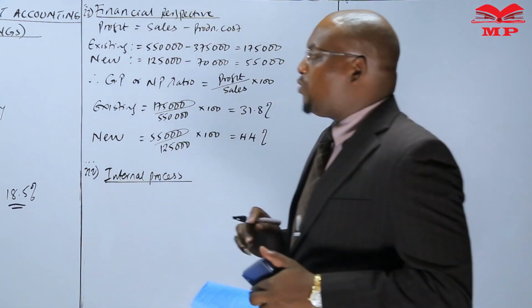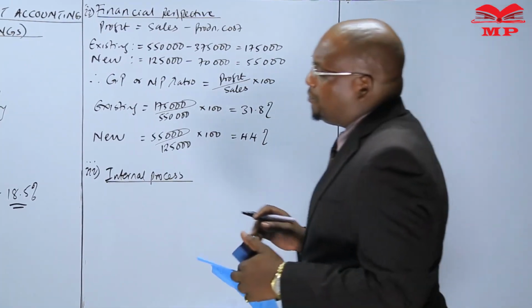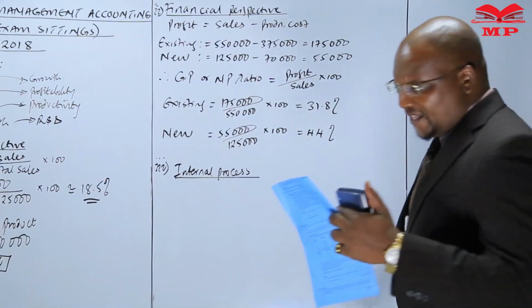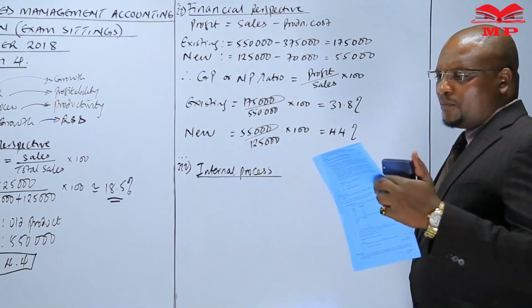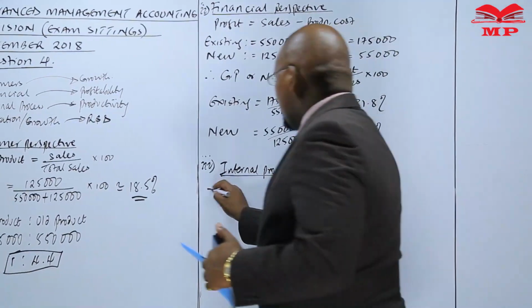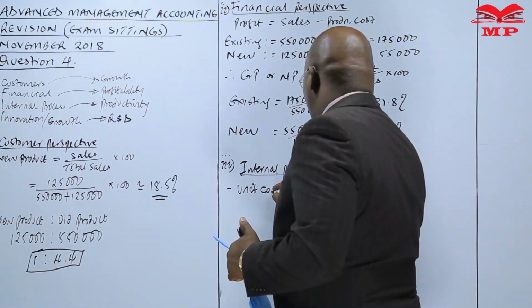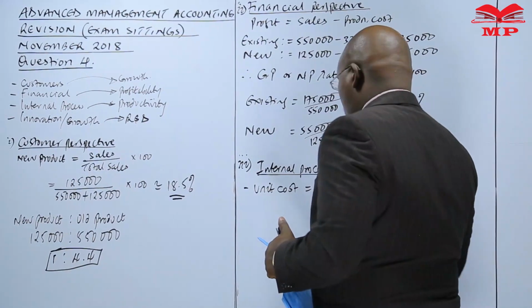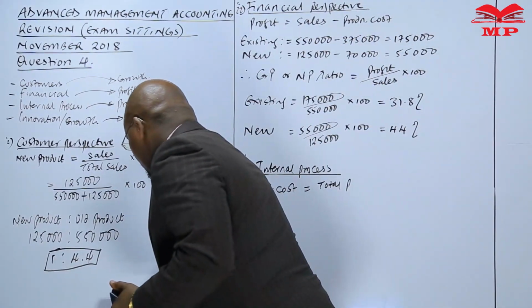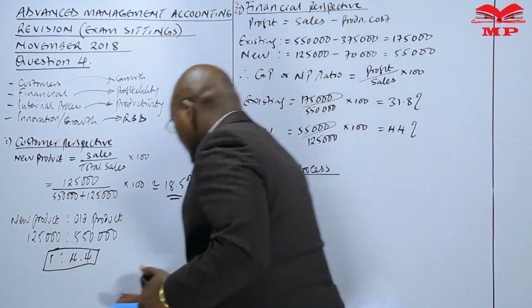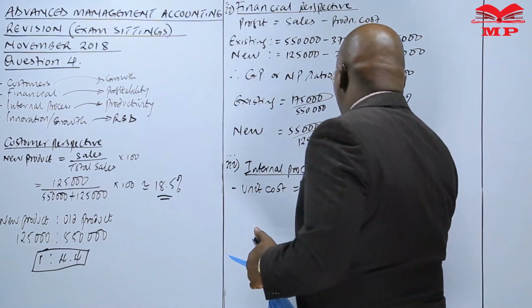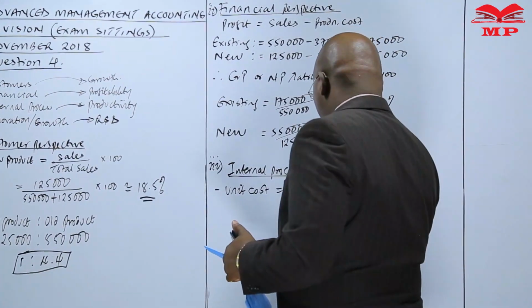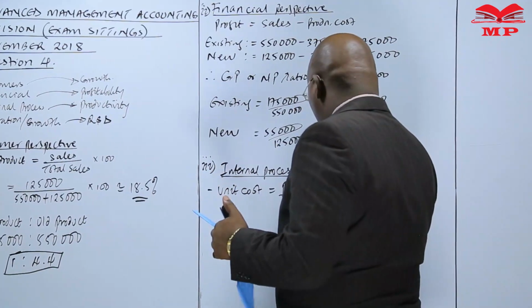Perspective. This one, like I talked about productivity, I can see already we have the units produced and you have the cost. So you can talk of the production cost per unit. Let's talk over this, it is unit cost. Unit cost equals total, or we can say production cost, divided by output or units produced.